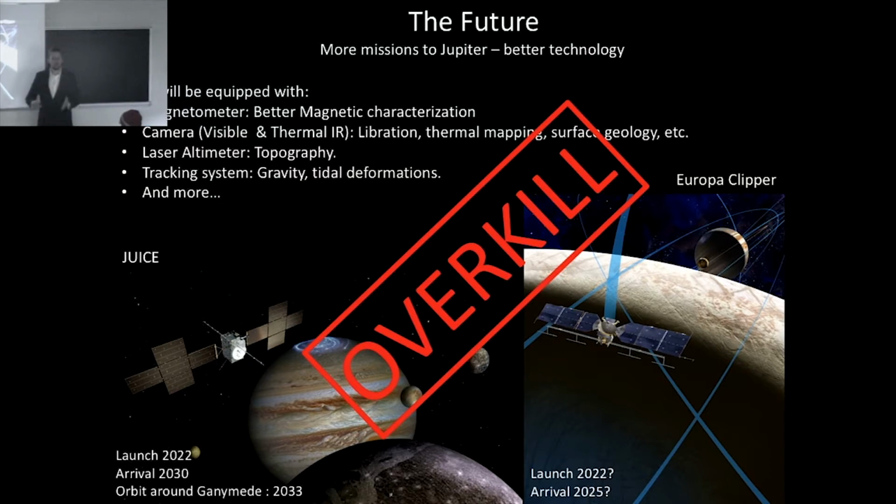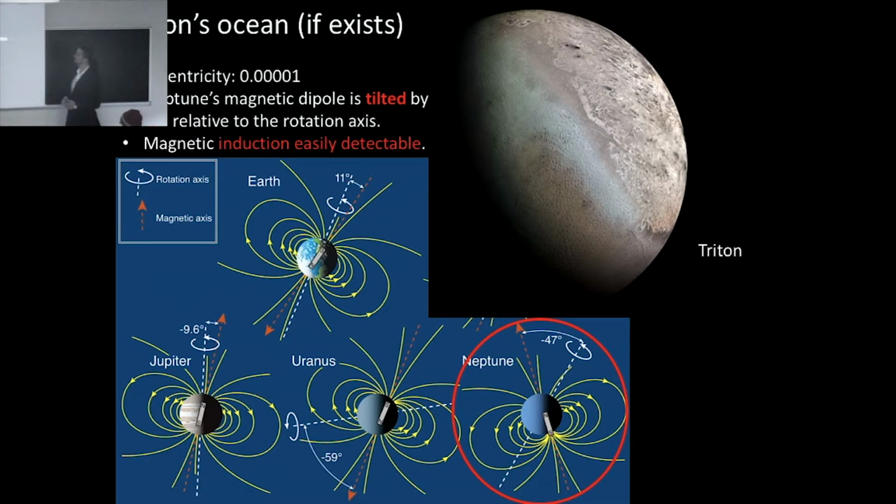So how about more in the future? How about other potential missions? The object that is still left out is Triton. This is a moon of Neptune. It has a very low eccentricity.